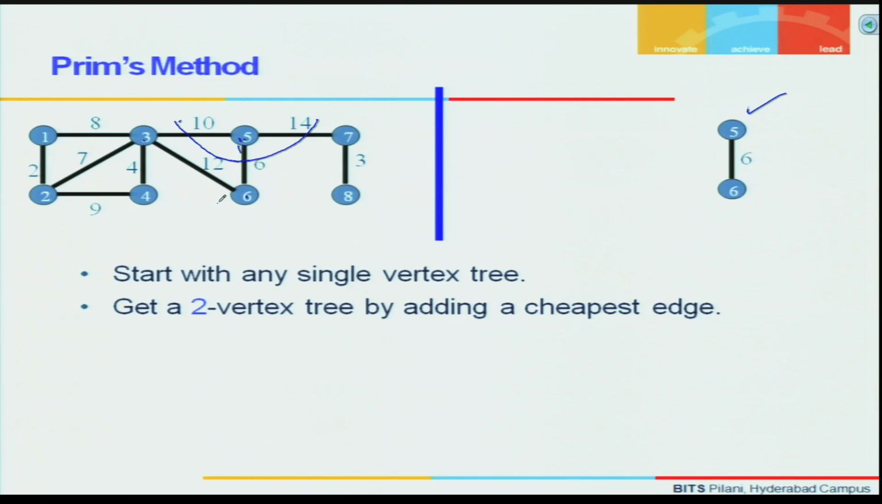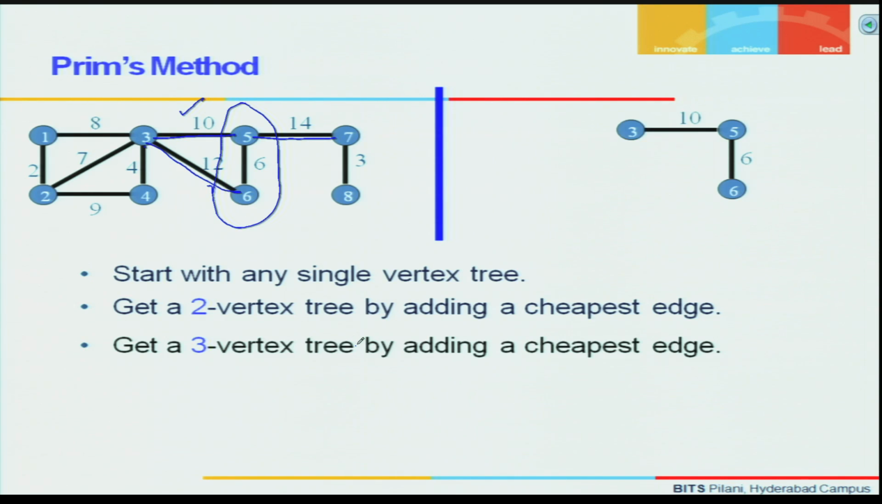Now your S becomes this, isn't it? Now what are the edges that are going from S? This is one, that is 5 comma 7, another one is 5 comma 3, another one is 6 comma 3. Among these 3 edges, which edge has minimum weight? Of course 10. So you add 3 to S and this edge 3 comma 5 to A.